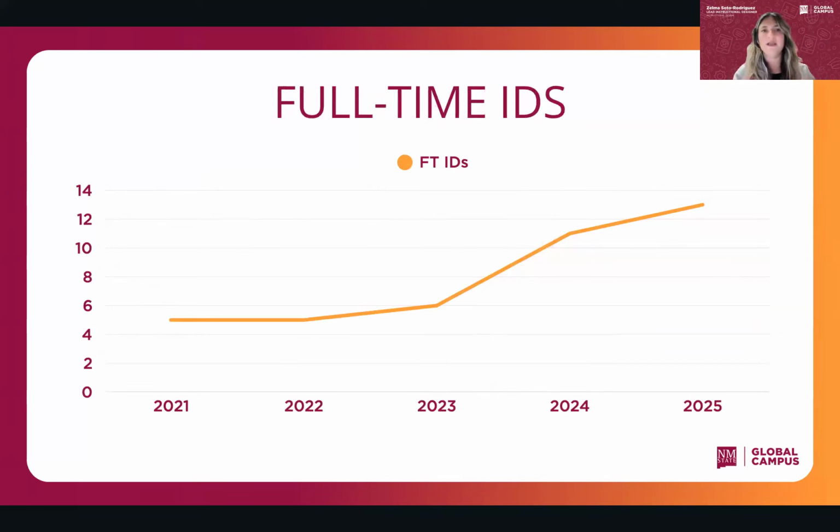An important shift that we also made is that we established a full-time modality of instructional designers. So full-time IDs, we were 5 in 2021, and at this point in 2025, we are about 13. And that really helped us be very, very productive.